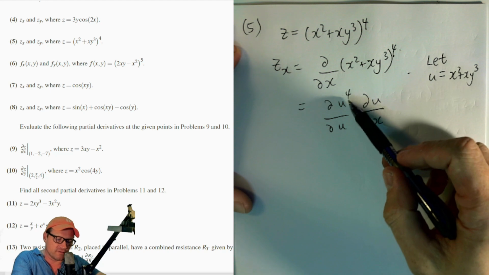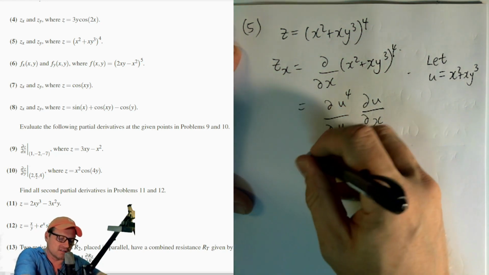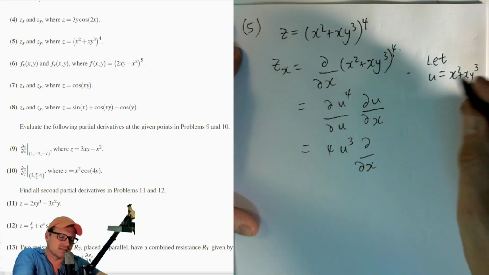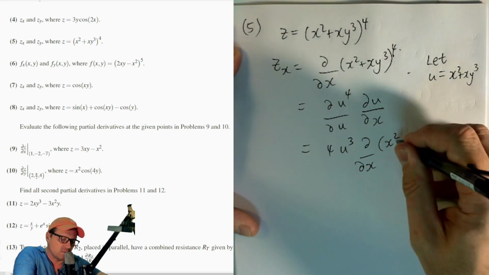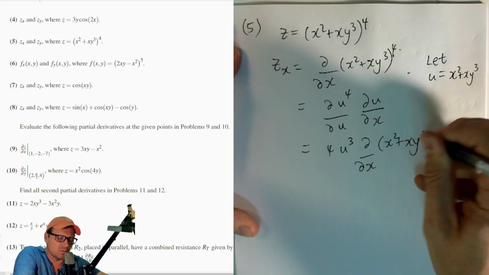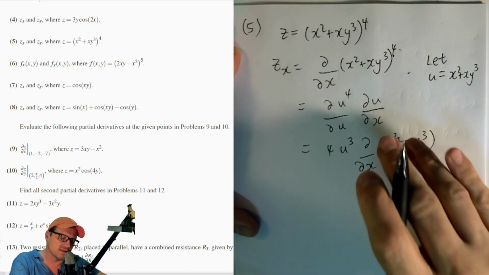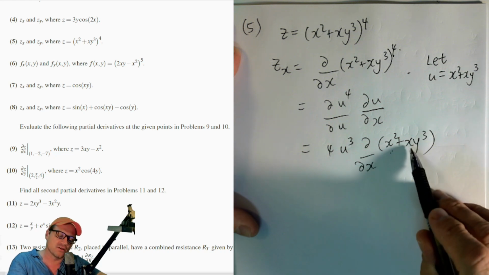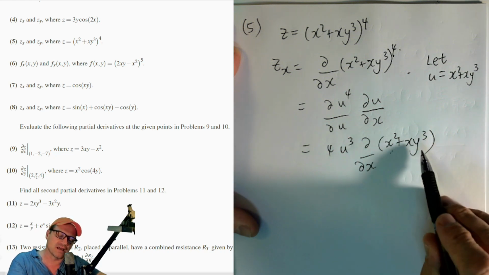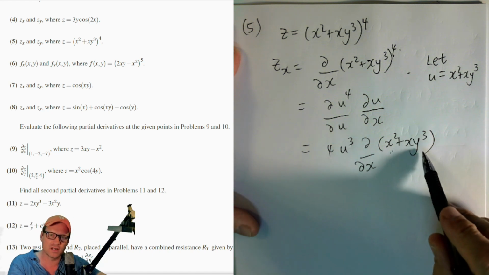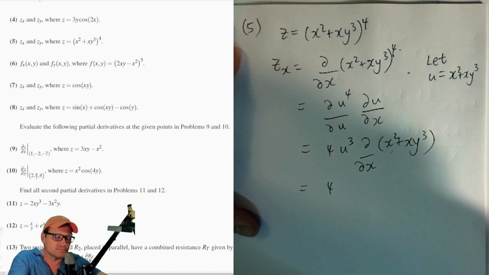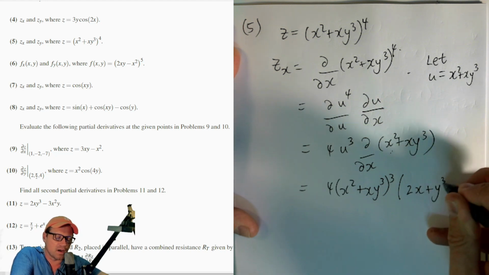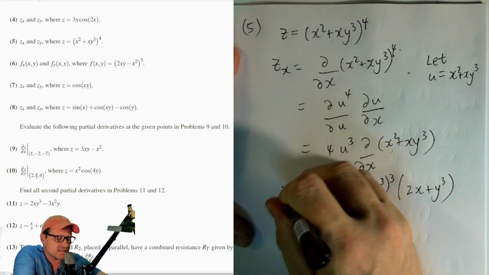All right, now the derivative of u to the 4th with respect to u is 4u cubed. And then we have the derivative with respect to x of u, which is x squared plus xy cubed. Okay, so simplifying this derivative here, the derivative of x squared with respect to x is 2x, and the derivative of xy cubed with respect to x is y cubed, because remember, we're treating y as a constant. So we have 4u to the power of 3 times 2x plus y cubed. Okay, so that is z subscript x.